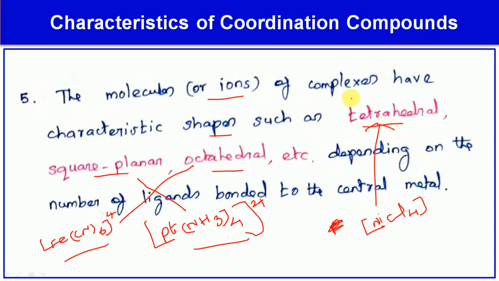So the molecules of complexes have characteristic shapes such as tetrahedral, square planar, octahedral, etc., depending on the number of ligands bonded to the central metal. And also one more point, whether these are high spin or low spin complexes, or whether the ligand is weak or strong, depends on those points. So the shapes will differ.